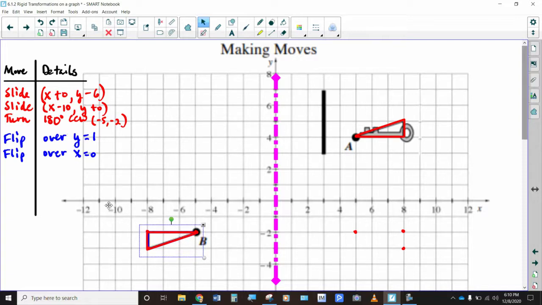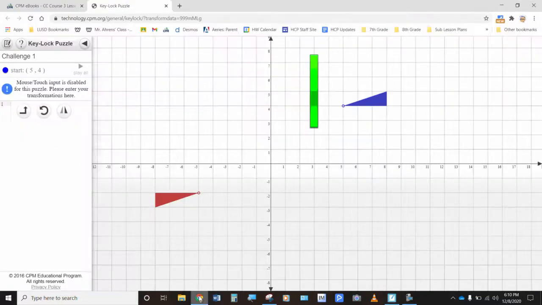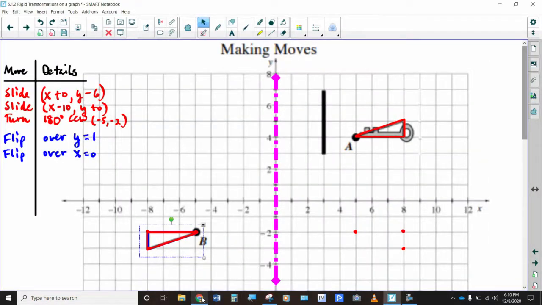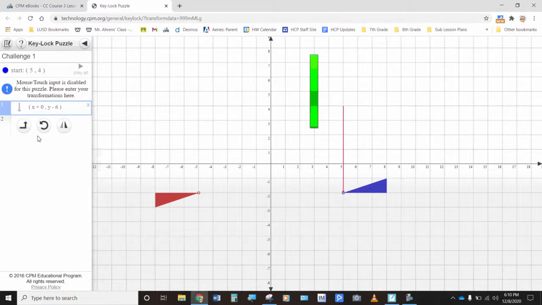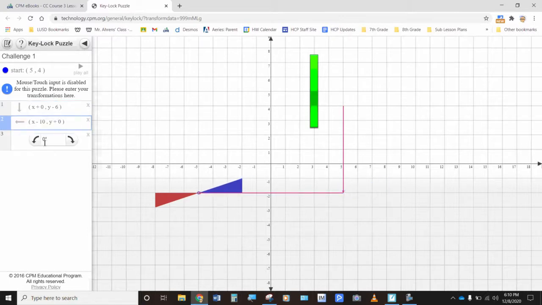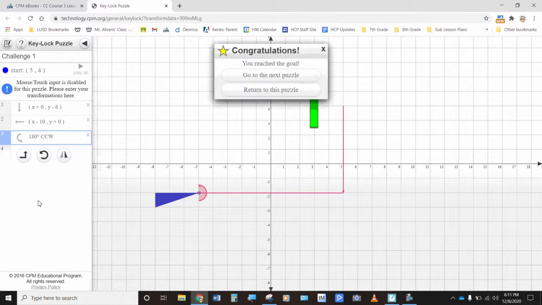Okay, so let me reproduce each one of these using the online tool. The first one said x is equal to 0 and y is equal to -6. That's a slide where y is equal to -6. Then I said, let's do another one where x went -10, but y stayed the same. And then we rotated it 180 degrees counterclockwise over this point, but we're not going to put in the point, and there you go. It worked.